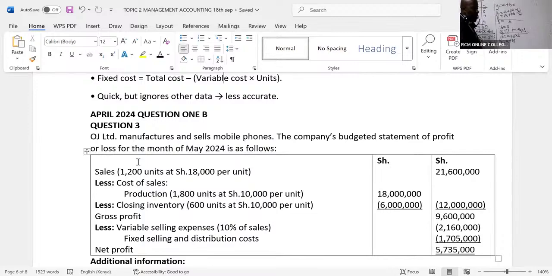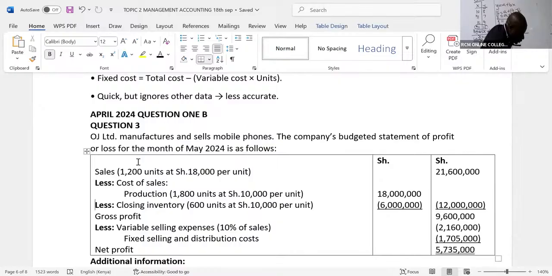So with your permission, I will now do this April 2024, question number 1B. You see, they have given me so many things there. OJ Limited manufactures and sells mobile phones. The company's budgeted statement of profit or loss for the month of May 2024 is as follows. They have given me sales, 1,200 units, 21.6 million. Cost of sales is given there.